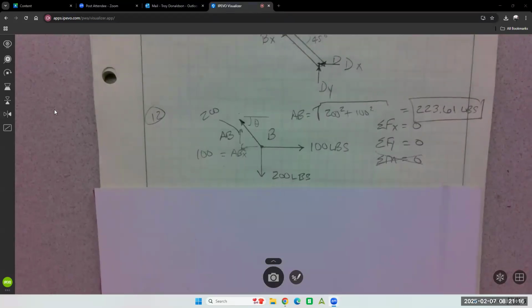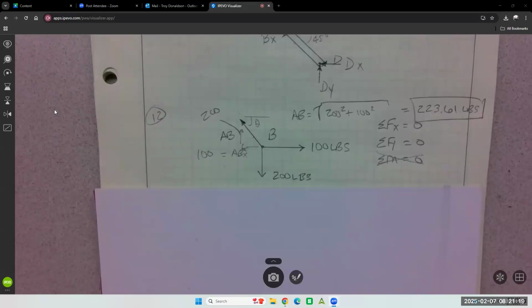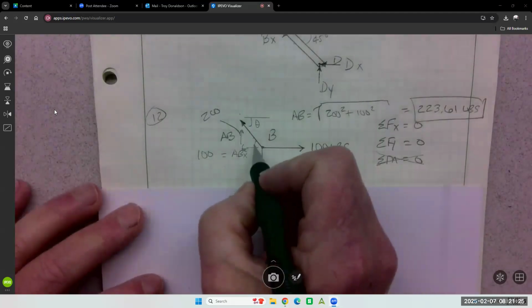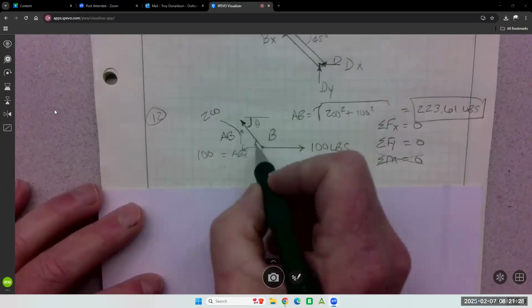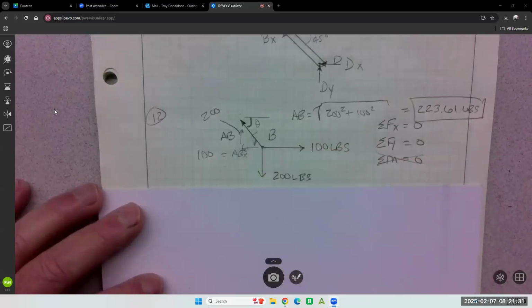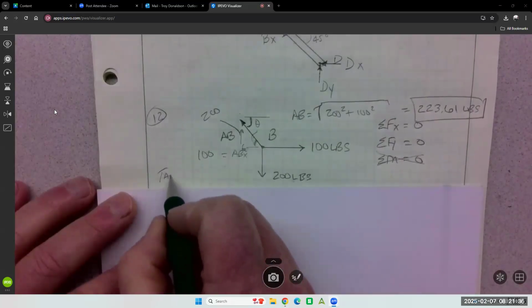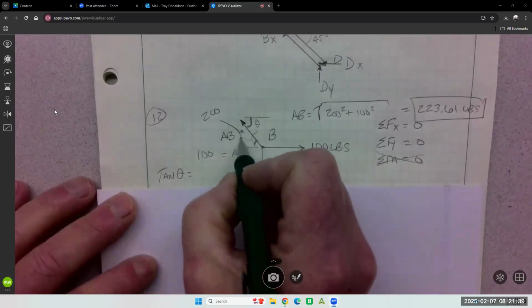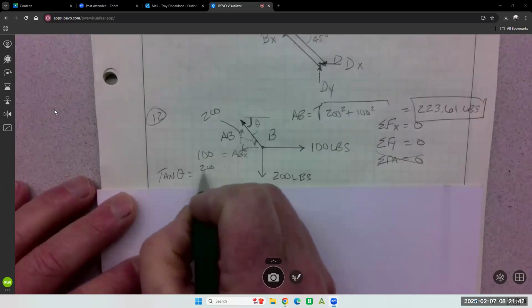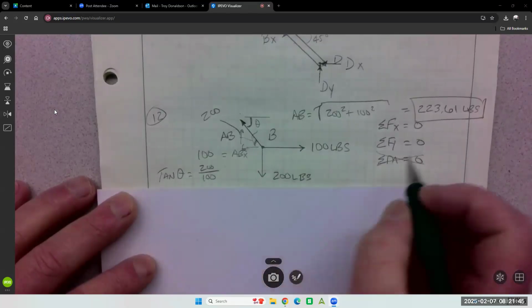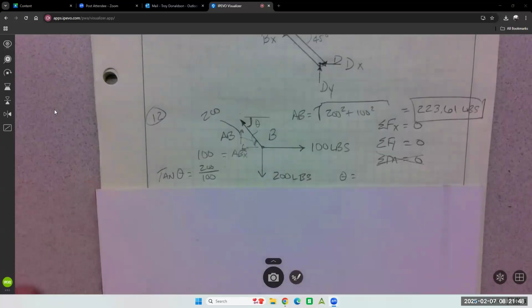All right, and how would we get that angle? We know the triangle, and these are opposite interior angles right here and here, correct? So this is theta also. So it looks like it's going to be tangent theta equals opposite, that's the 200 over 100. Theta equals 63.44 degrees.